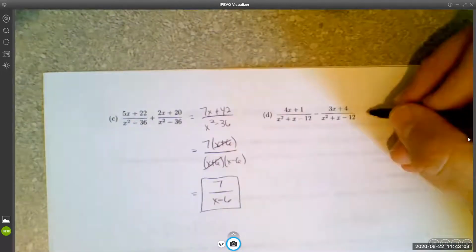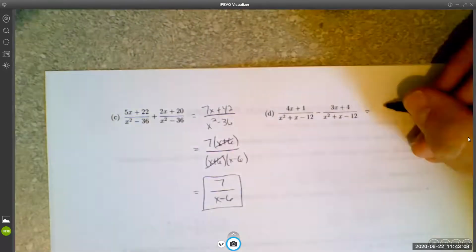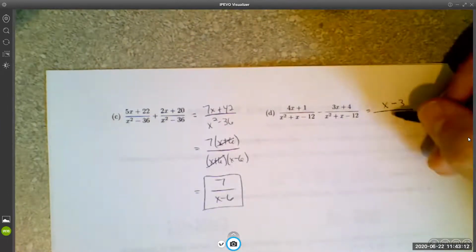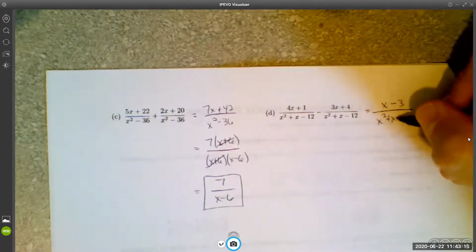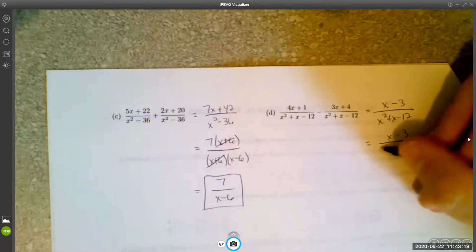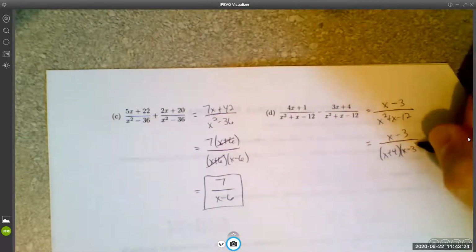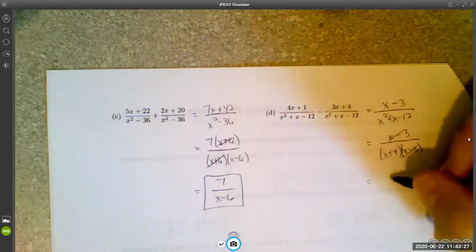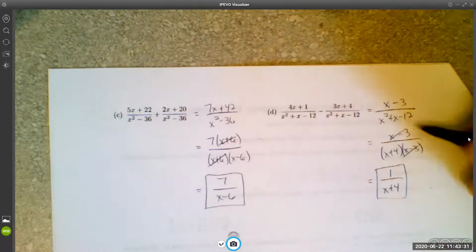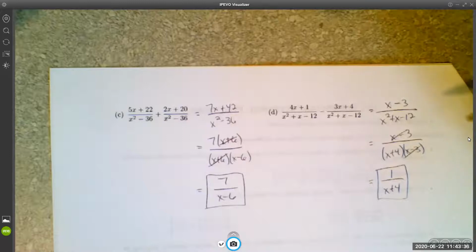Same thing in part D. Just be sure to be careful with the negative sign, right? So it's 4x minus 3x, and then 1 minus 4. And then let's see. I think this will be x plus 4 times x minus 3. The x minus 3's cancel. You're left with 1 over x plus 4. These things don't always reduce. Sometimes you get to this step and they can't be reduced, and that's fine. But anyway, that's that.